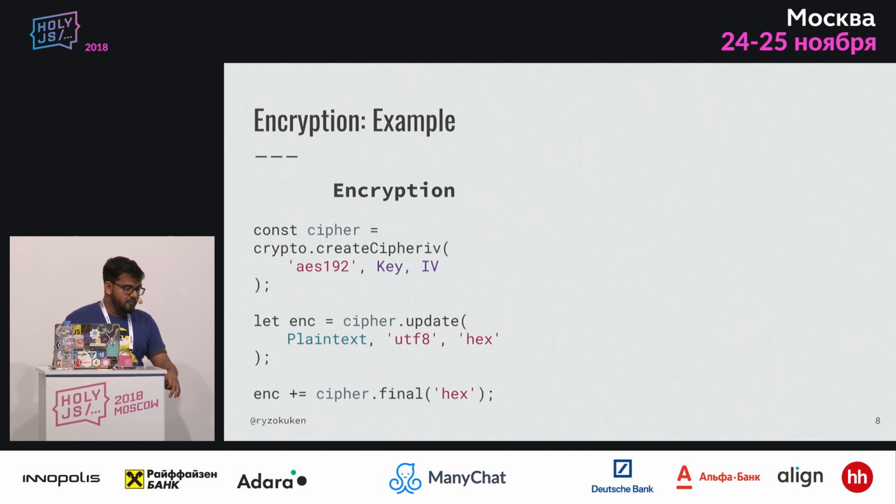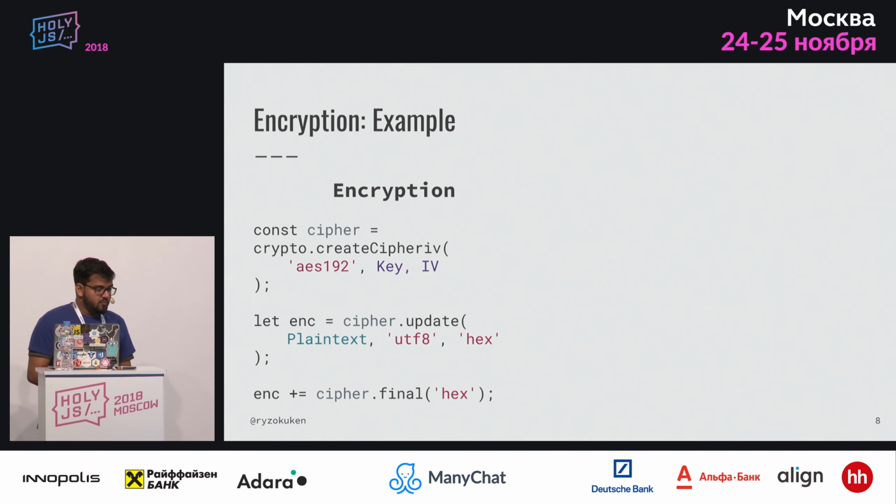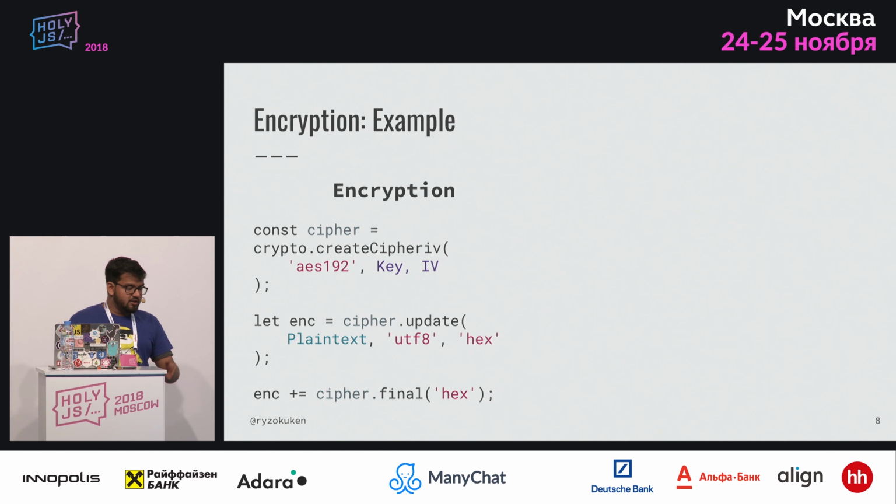So you will call createCipheriv with the parameters to initialize the cipher. The first string argument that you see, AES192, is the identifier that identifies the cipher you want to use. So here we use AES, which is the Advanced Encryption Standard, with a key size of 192 bits. That's 24 bytes. And you put in a key and an initialization vector alongside it.